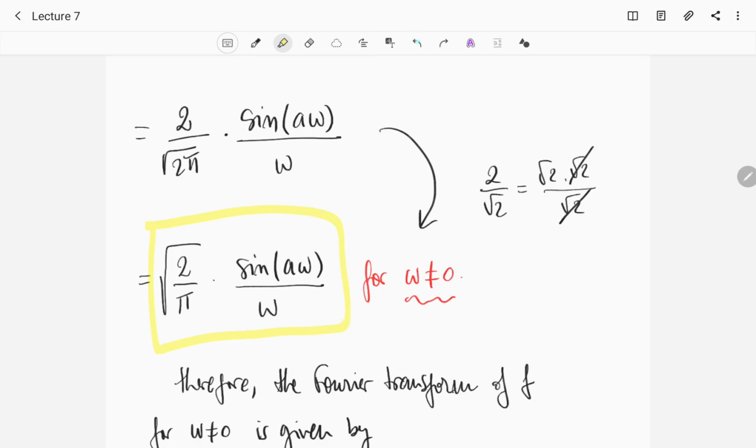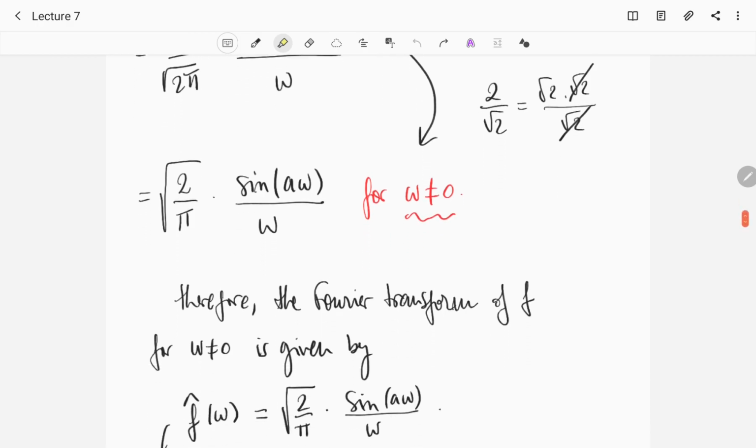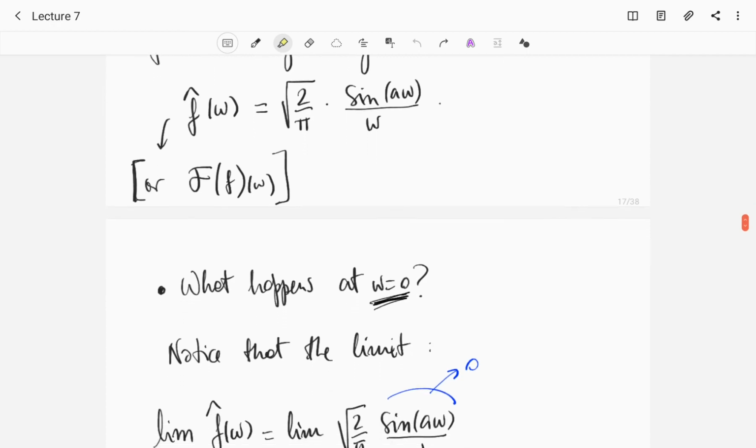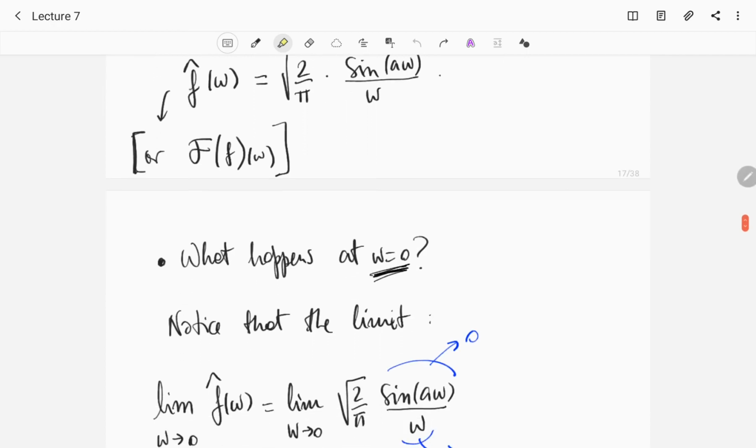So now we wonder what's going on at omega equal to 0. So far we have this expression for the Fourier transform of f, when omega is not equal to 0. Okay, so we remember that we can use this hat notation, or also equivalently this other notation with capital F of f.